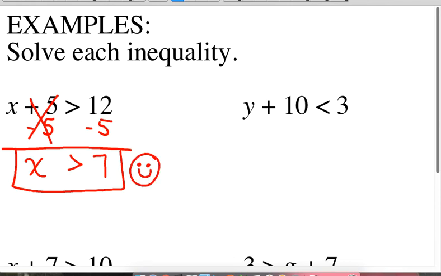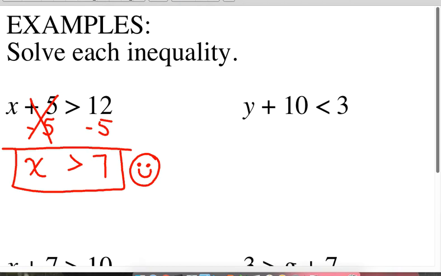X has to be greater than 7. What does that mean? It means any number that you can think of, as long as it's greater than 7, will work. Pick a number. I'm going to pick 10. 10 is greater than 7, right?